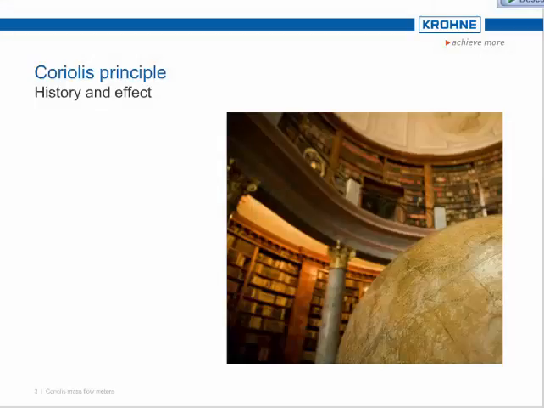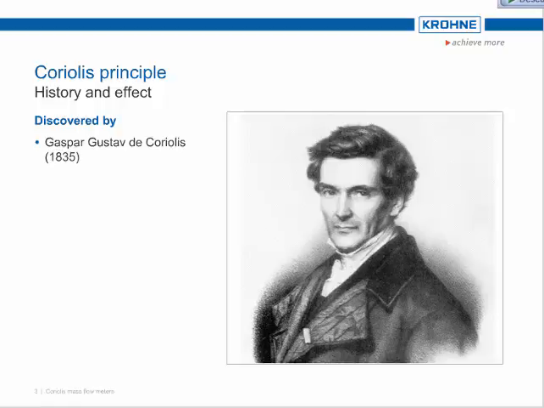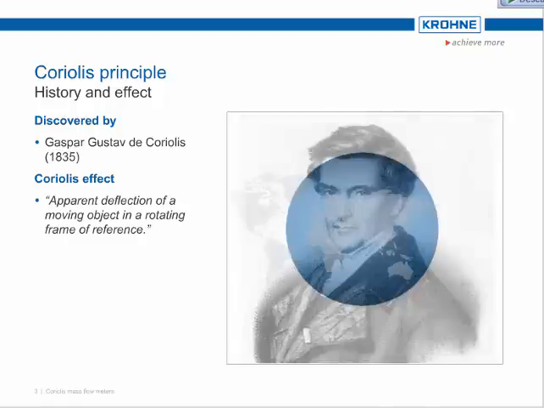So, starting from the beginning, what is the Coriolis effect? The Coriolis effect was first discovered by Gaspard Gustave de Coriolis, a French mathematician specializing in mechanics and kinetic energy, who became interested in the transfer of energy in a rotating system. He defined the Coriolis effect as the apparent deflection of a moving object in a rotating frame of reference. This is sometimes called the Coriolis force.